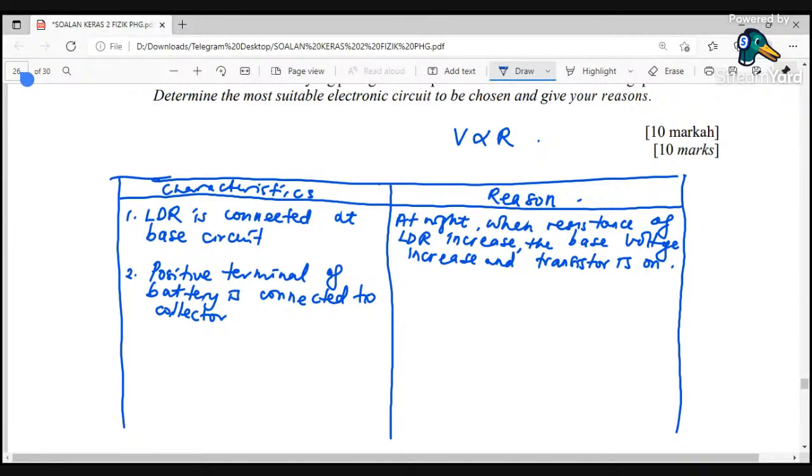Kenapa kita nak positive of C connected to positive terminal of battery connector C, because we want a large amount of charge to flow to the collector circuit. When a large amount of charge flows to the collector circuit, large current flows. Then the function of transistor as amplifier. Okay, is applied already.